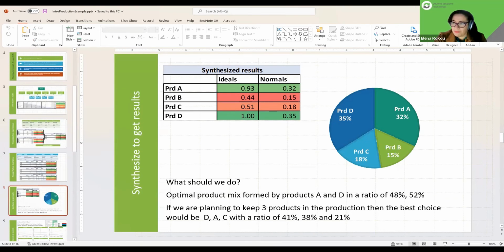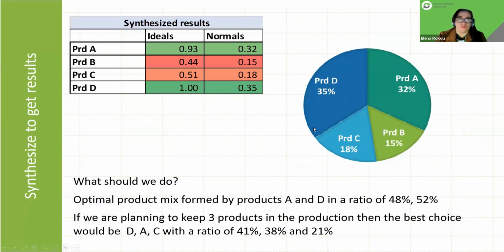Here we are. This is the result that we got from the AHP method. Product D is the best one, product A the second best, followed by C and B. So if we wanted to produce two products, then we would produce A and D in the given ratio from the numbers. And if we are going to go for three products, then we are talking about A, D, and C.